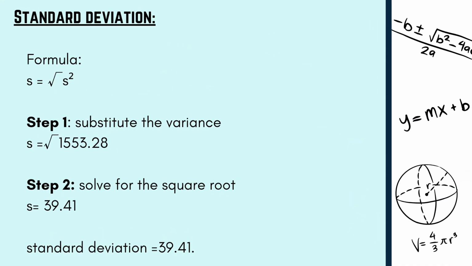The standard deviation was obtained by getting the square root of the variance. The result is 39.41 pesos. This means that the daily allowance usually differs from the mean by about 39.41 pesos.